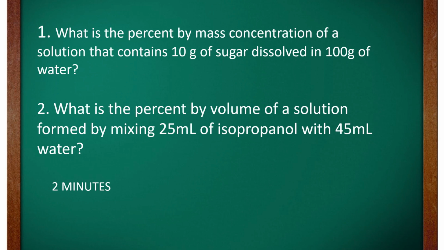Problem number 1. What is the percent by mass concentration of a solution that contains 10 grams of sugar dissolved in 100 grams of water? What is the percent by volume of a solution formed by mixing 25 ml of isopropanol with 45 ml water? Your 2 minutes start now.